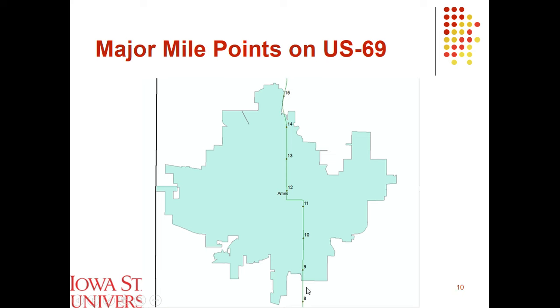Just to get you familiar with our linear referencing scheme, these are the whole miles that occur on the route through the city. So you can see we talked about entering at approximately 8.7 and exiting at about 15.1. And these would be the various mile points. This is just for frame of reference. It's not critical to the analysis that we're going to conduct.